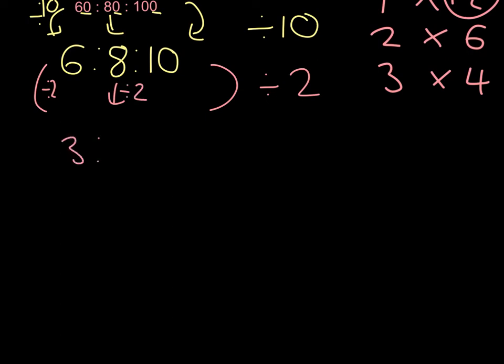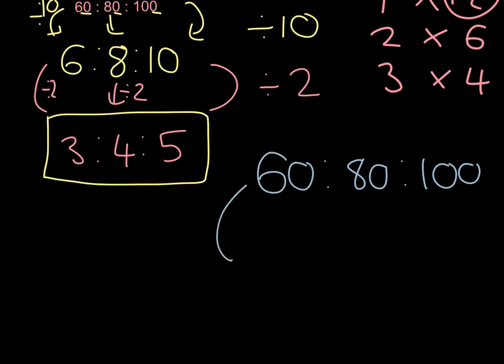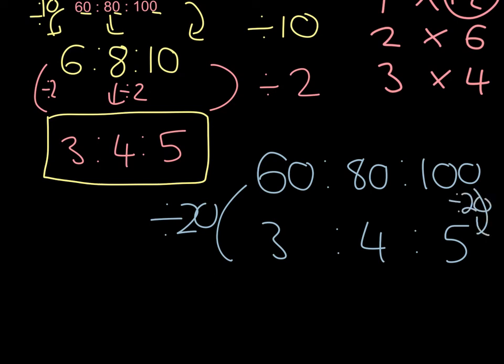Half of 6 is 3, half of 8 is 4, and half of 10 is 5. Just check to see if there are any other common factors. 3, 4 and 5 cannot be divided by anything else, so your final answer would be 3 to 4 to 5. Likewise, as I said previously, 60 to 80 to 100, if you could spot that they were all divisible by 20, you could divide by 20 straight away. 60 divided by 20 is 3, 80 divided by 20 is 4, and 100 divided by 20 is 5. So it's the same thing but just less steps, so it depends how confident you're feeling.